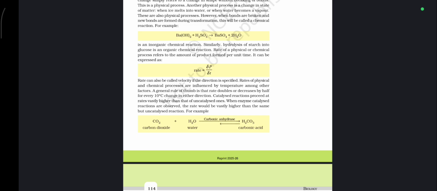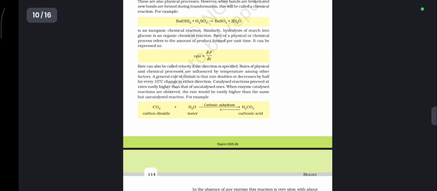Rates of physical and chemical processes are influenced by temperature among other factors. A general rule of thumb is that rate doubles or decreases by half for every 10 degrees Celsius change in either direction. Catalyzed reactions proceed at rates vastly higher than that of uncatalyzed ones. When enzyme catalyzed reactions are observed, the rate would be vastly higher than the same but uncatalyzed reaction. For example, carbon dioxide plus water gives carbonic acid: CO2 + H2O, with carbonic anhydrase, gives H2CO3.